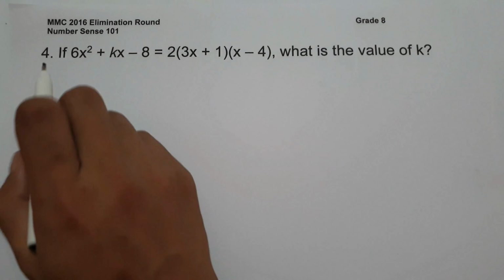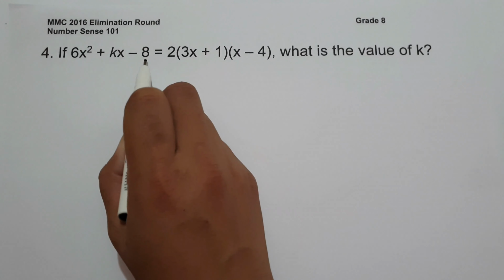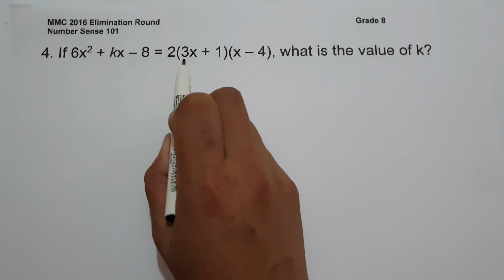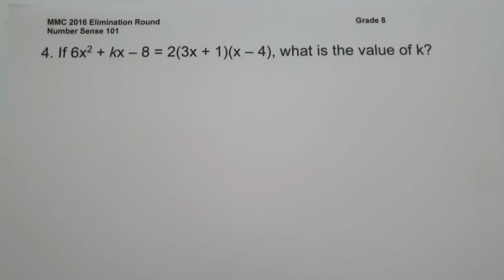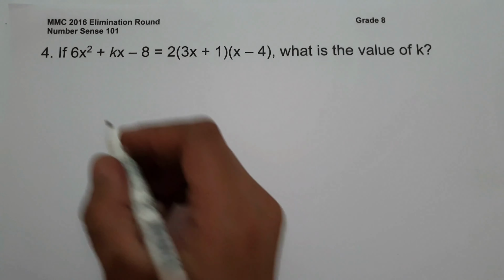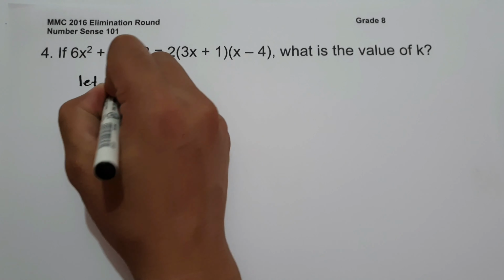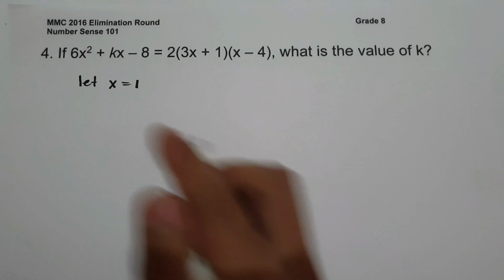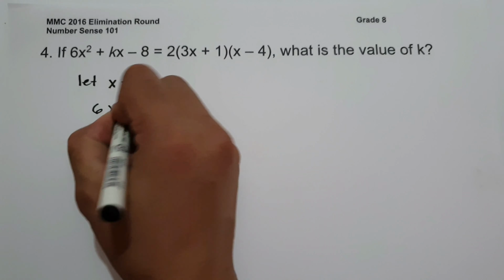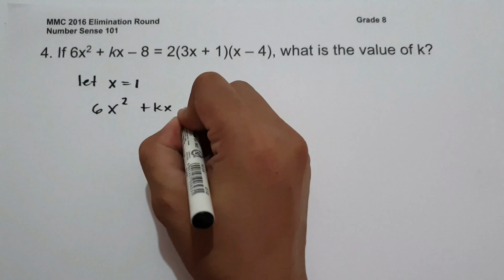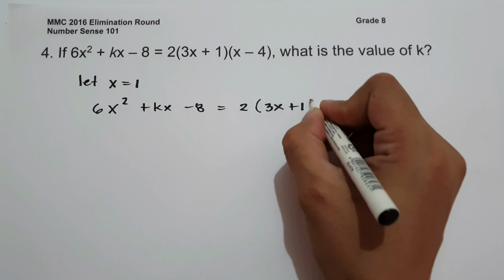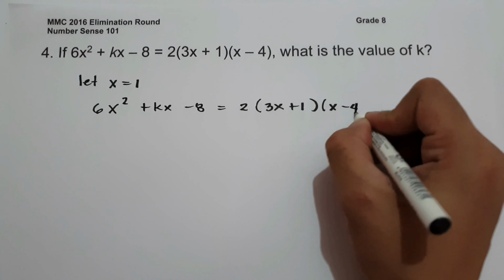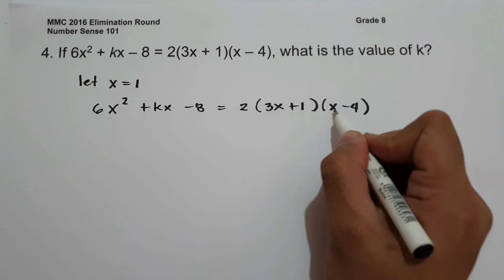For number 4, if 6x squared plus kx minus 8 equals 2 multiplied by the quantity of 3x plus 1 times x minus 4, what is the value of k? So the trick in finding the value of k for this kind of question is that we are going to let x be 1. So if we have 6x squared plus kx minus 8 equals 2 times 3x plus 1 multiplied by x minus 4, we are going to substitute the value of x, which is 1.